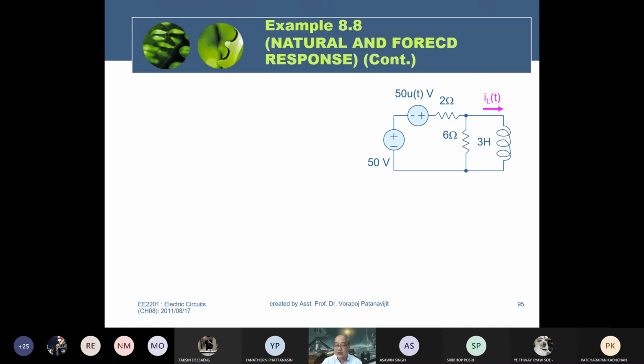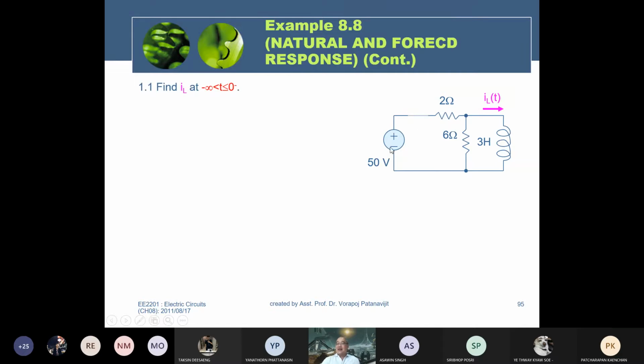In order to determine the inductor current, we first determine the inductor current before the switch is activated, for time less than 0. For time less than 0, you can see that the unit step u(t) equals 0. Therefore, this source is 0. How do we kill the voltage source? We kill it by short circuit.